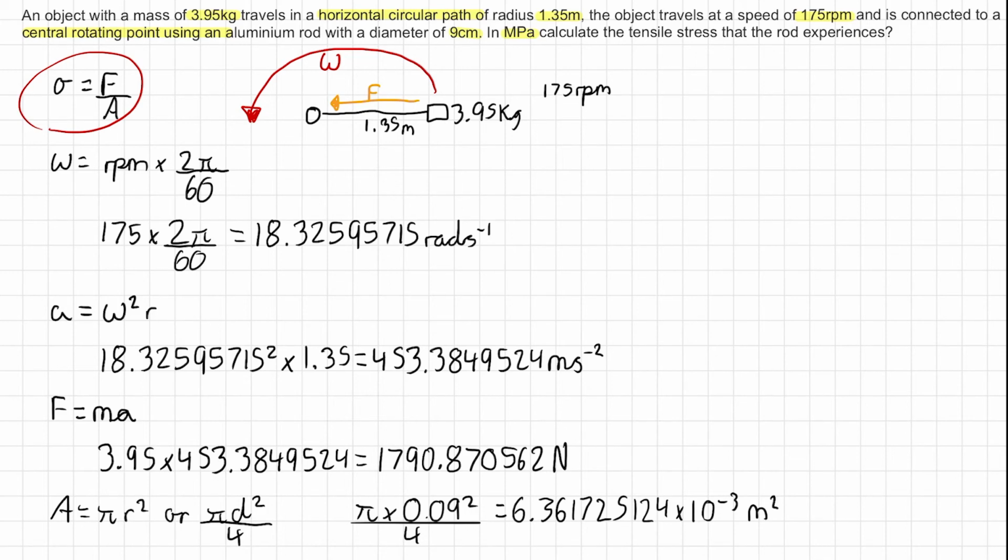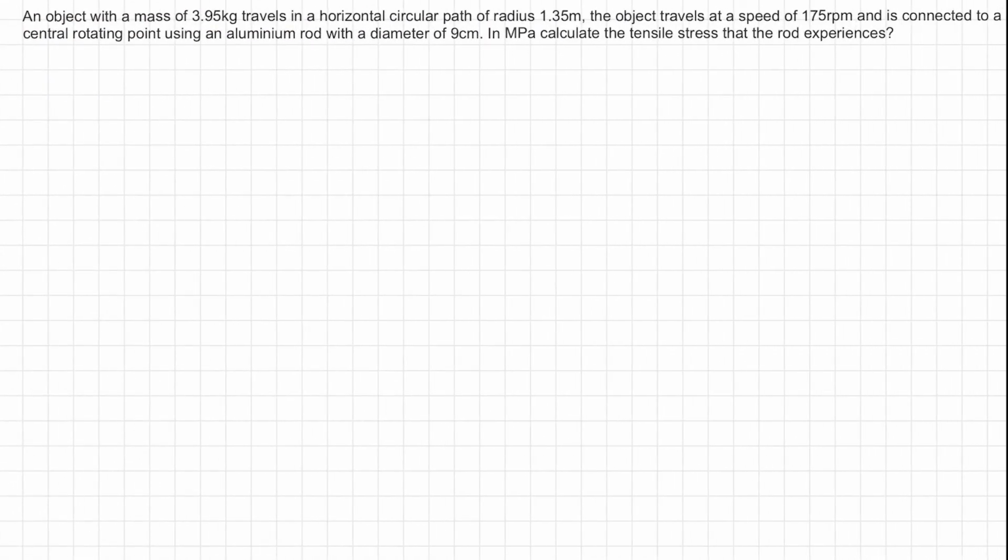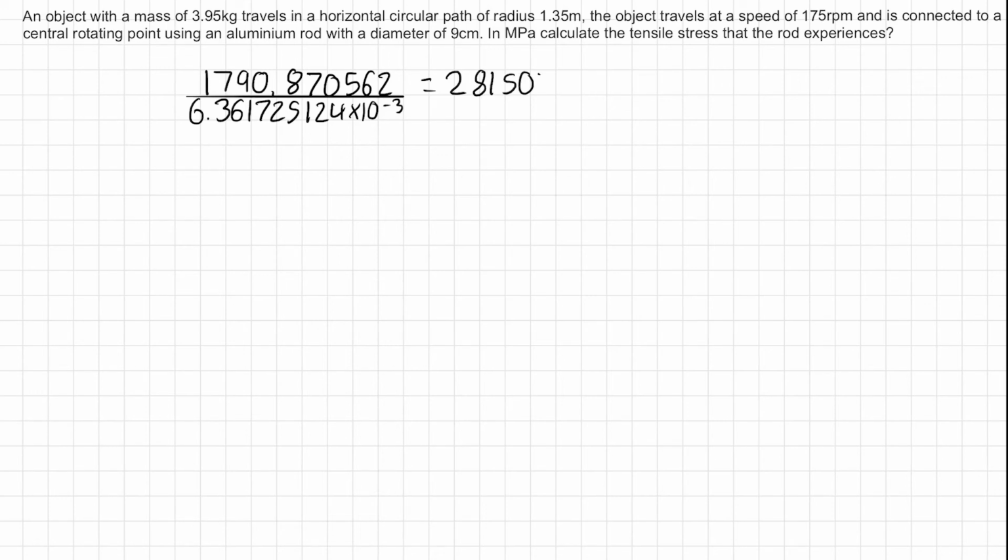So that's just done by 1790.870562 over 6.36172512 times 10 to the minus 3, which gives us a final answer of 281,507.0641. Now that's not the final step.